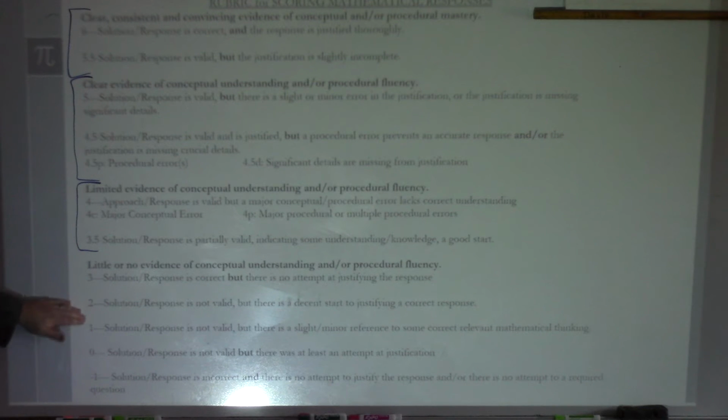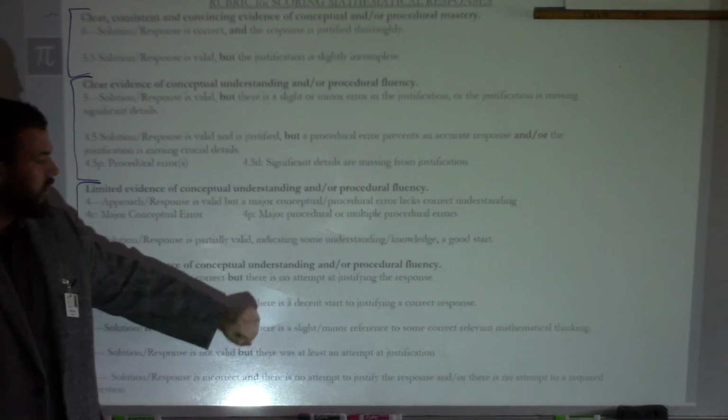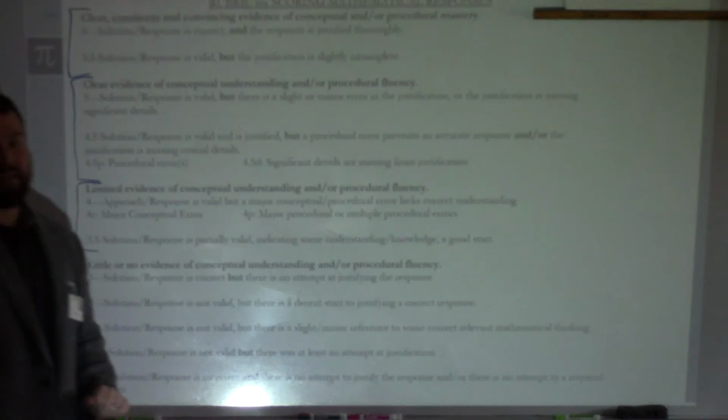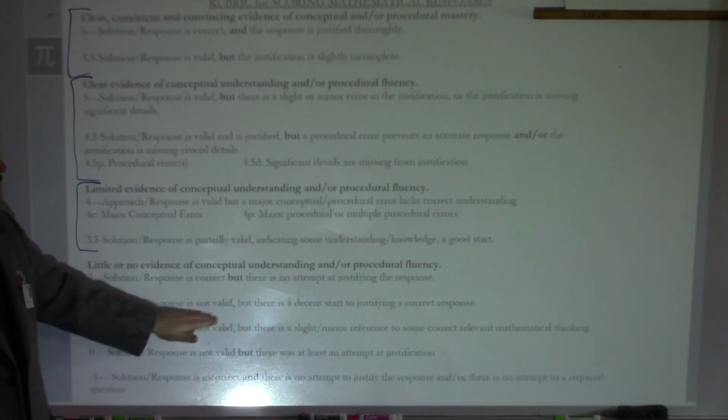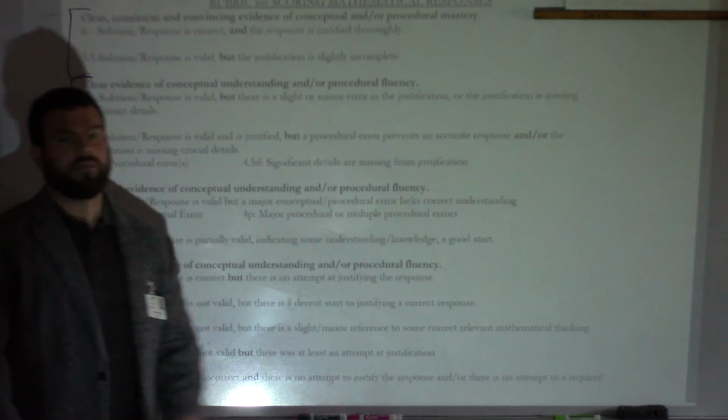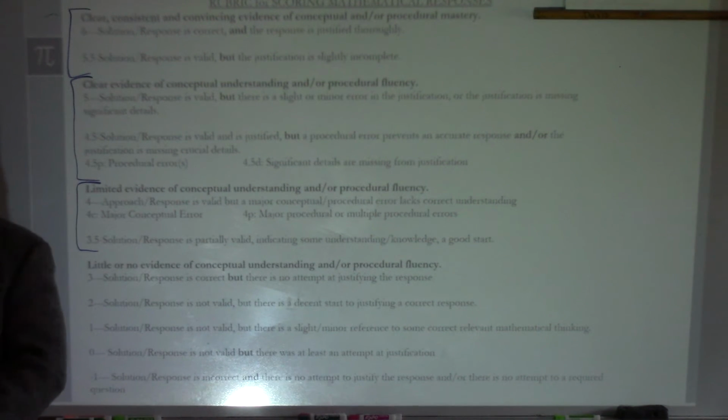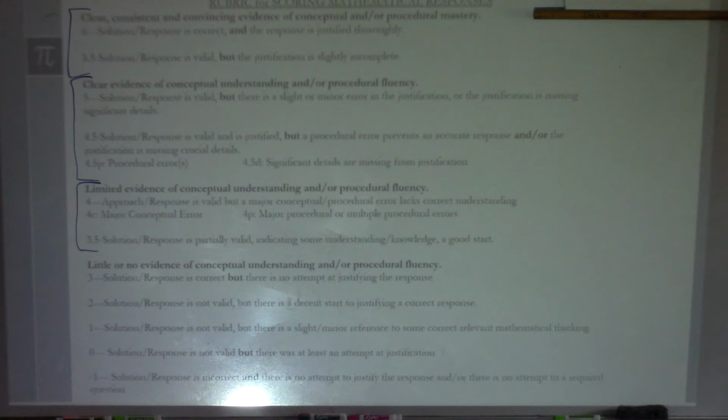Notice a 1 and a 2: your solution or response is not valid, but either there's a slight or minor reference to just any correct mathematical thinking, or for a 2, there's a decent start to justifying a correct answer. That's it. You don't have to be correct to earn a 1 or a 2. You have to show me that you understand something about math, something that's relevant to that problem.